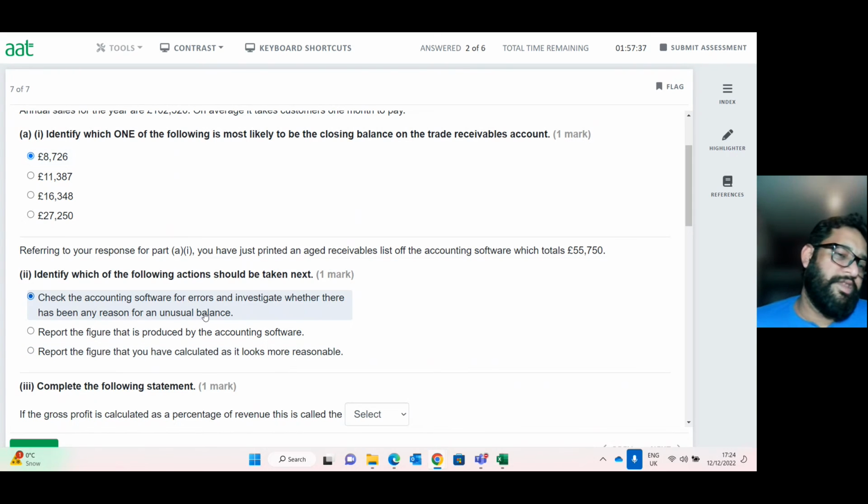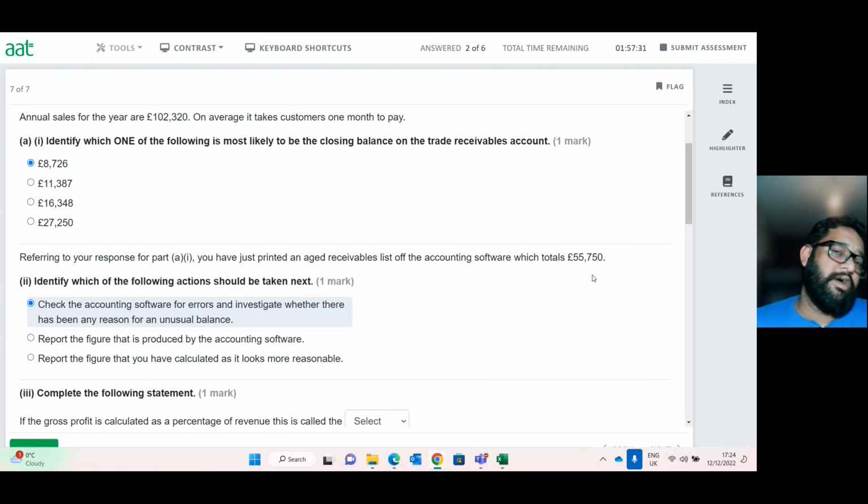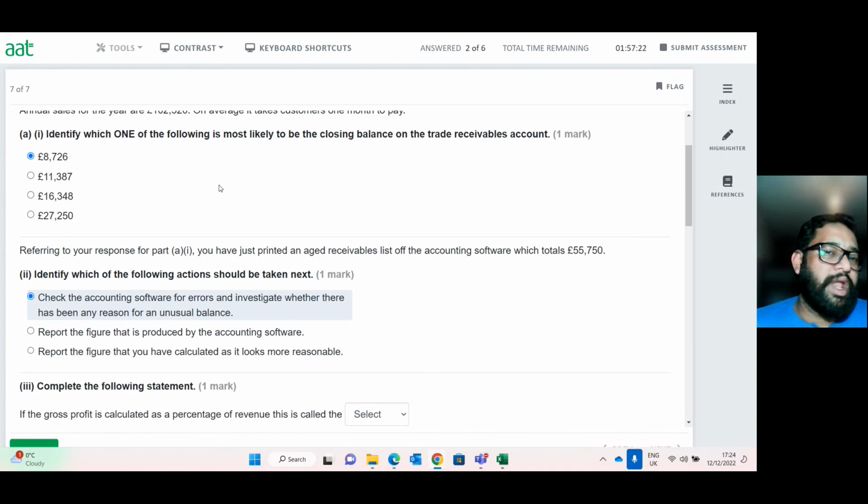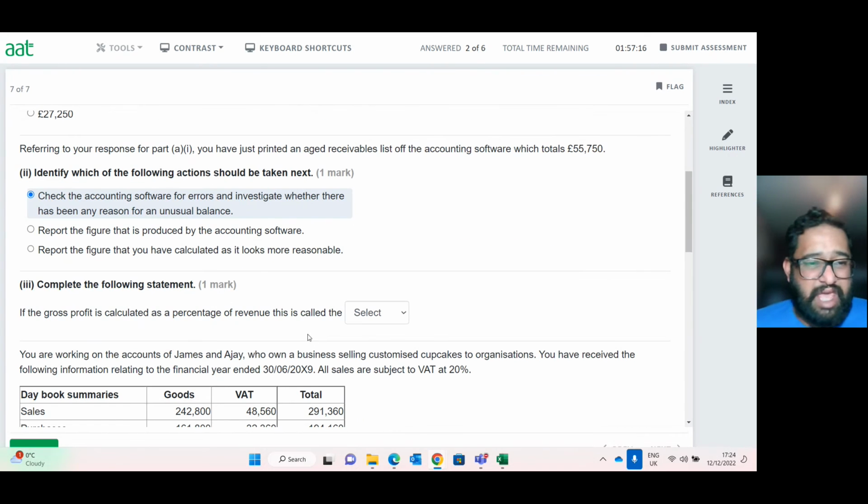I will say you go for the first one, because obviously, because of the disparity between the amounts, it is almost more than half of your sales revenue. You don't think your customers haven't been paying you for 6 months. You need to investigate it further and not report any of the figures you have calculated or obtained from the report. All right, so this is the answer for that one. 1 mark. It's not much there.